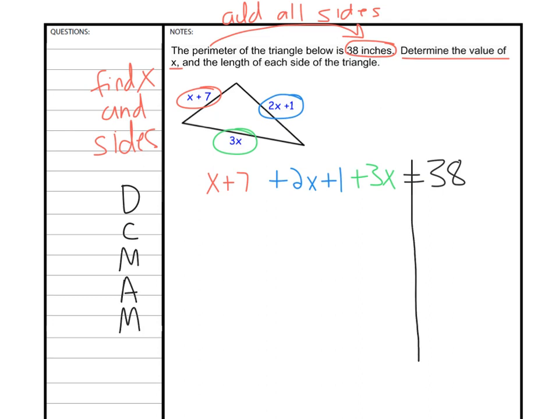Let me draw my line down. D for distribute. I don't need to distribute. There are no parentheses with a number in front. C for combine like terms. I do need to do that.